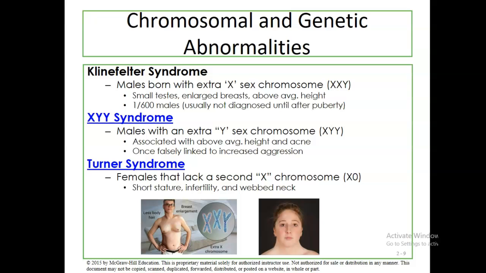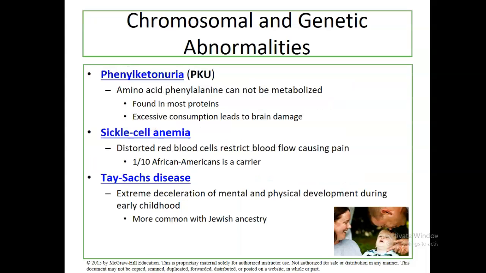And then we have Turner syndrome, which affects females. These are females that lack a second X chromosome. Again, it mostly affects their physical features and not really their cognitive features. These women are typically shorter than average. They're typically infertile and are more likely to have a webbed neck. A webbed neck basically means a very short neck or lack of a chin.